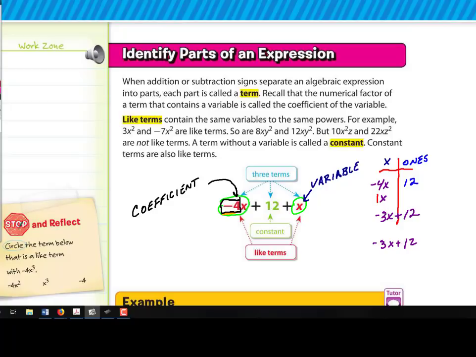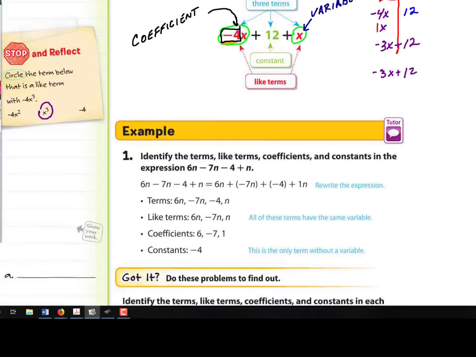Go ahead, do this, stop and reflect. Circle the term that's a like term to negative 4x to the 3rd power. Something you could combine with 4x to the 3rd. And what you should have circled is that x to the 3rd. The x to the 3rd is different than the x to the 2nd. These are x squareds. These are x cubes. All right, let's continue on with this idea.